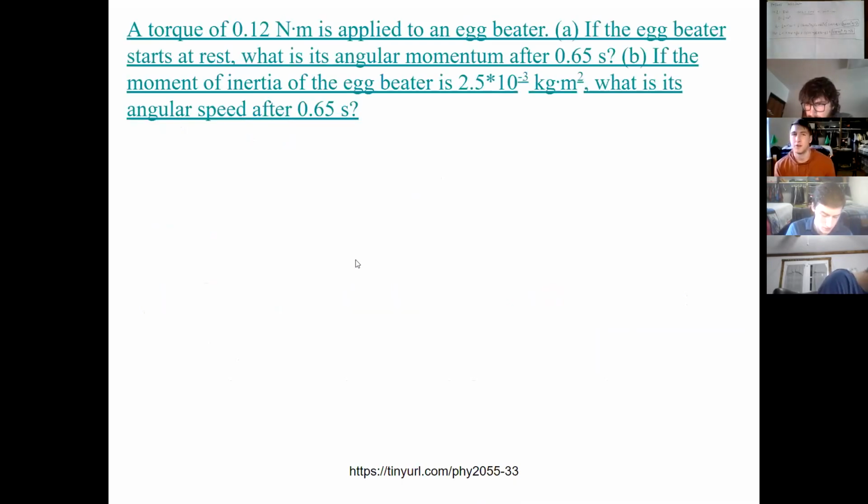All right. So with that, we can take a look at the example here. Basically, this is dL over dt equals torque. This one says a torque of 0.112 newton meters is applied to an egg beater. If the egg beater starts at rest, what's its angular momentum after 0.65 seconds? And then if the moment of inertia of the egg beater is given, what's the angular speed after 0.65 seconds?